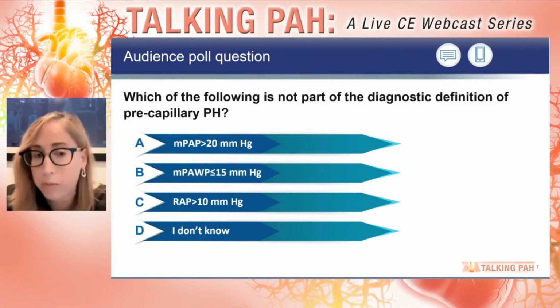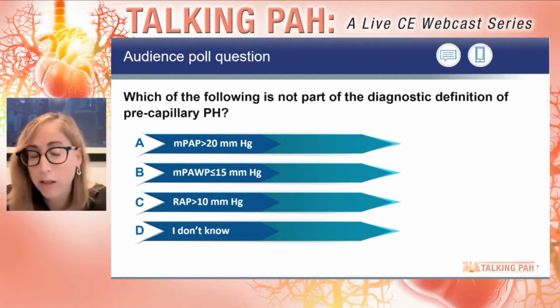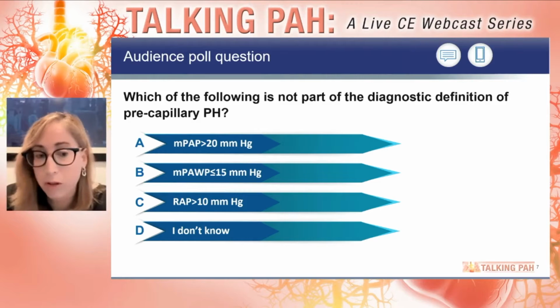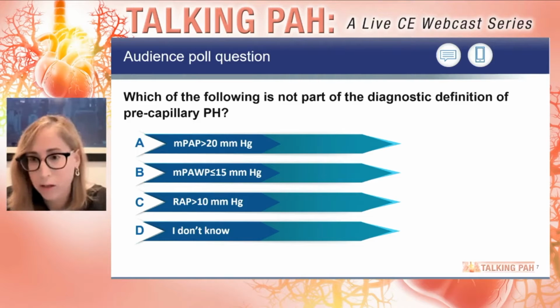of precapillary pulmonary hypertension? Choice A is a mean PA pressure greater than 20. Choice B, mean PA pressure less than or equal to 15 millimeters of mercury. Choice C, a right atrial pressure greater than 10. And choice D, I don't know.